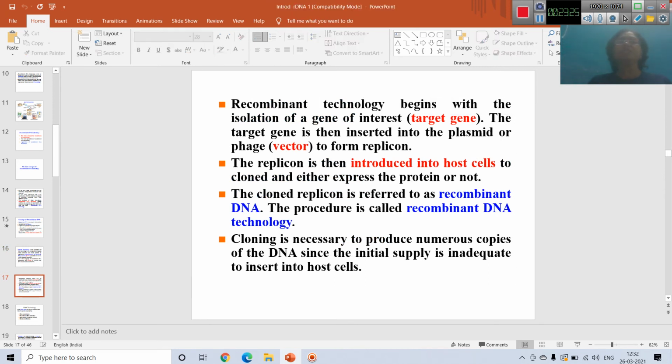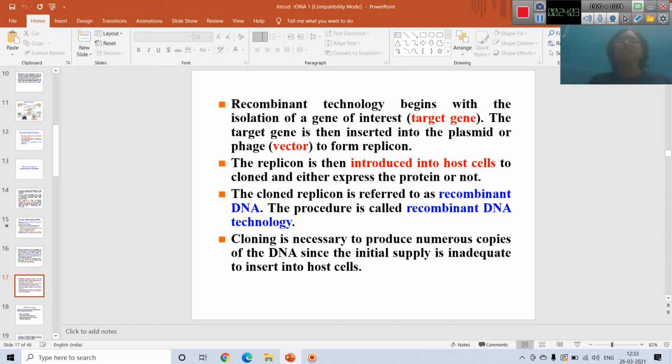Recombinant technology begins with isolation of the gene of interest, which you call the target DNA, the foreign DNA, or the insert DNA. There are three names: the gene of interest is also called the foreign gene, the target gene, or the insert gene. This target gene is then inserted into a plasmid or a suitable vector, which can be a phage vector, a virus vector, a bacterial artificial chromosome, a yeast artificial chromosome, or any shuttle vector, which we are going to see in detail.